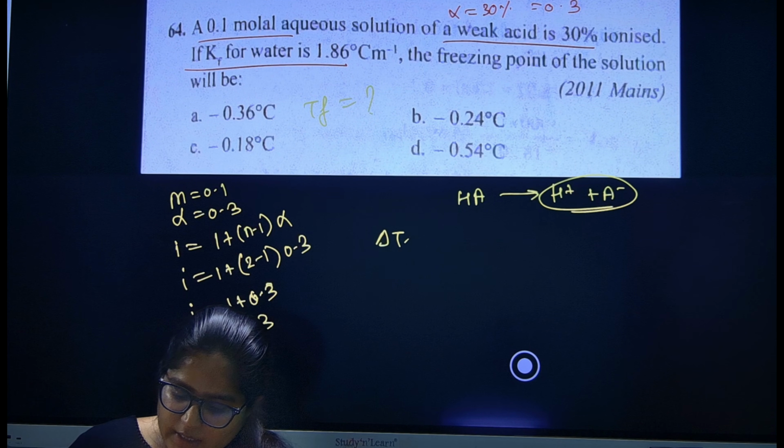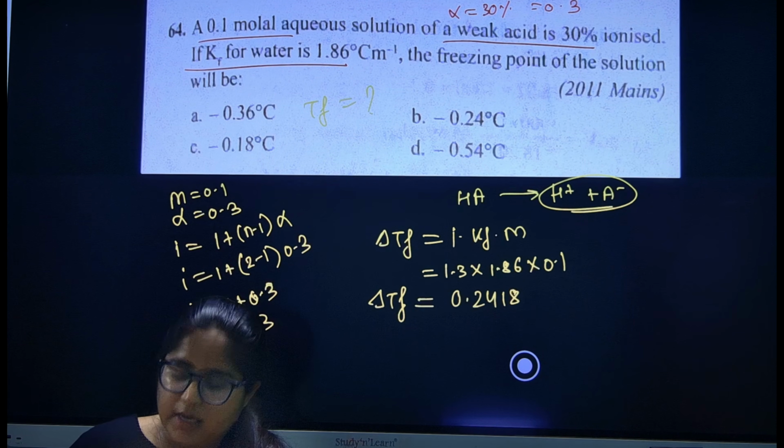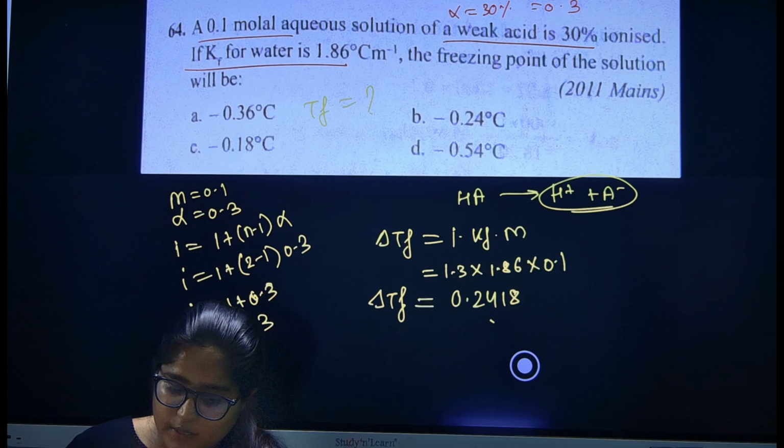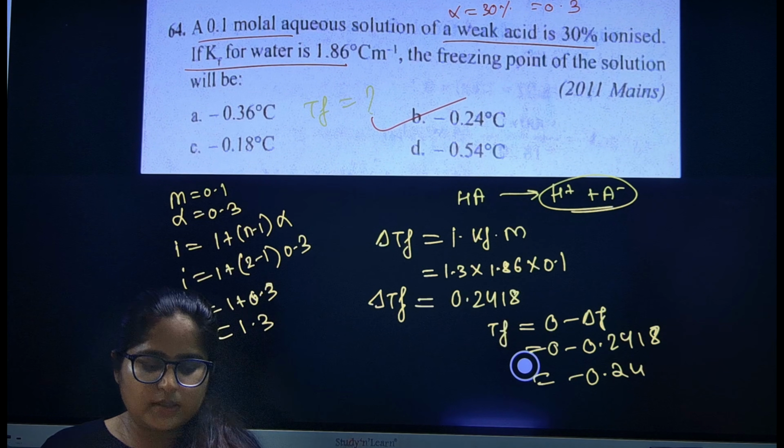Now let us find delta Tf. Delta Tf equals i into Kf into m. 1.3 into Kf 1.86 into 0.1 molality. Simple question. So we will get 0.2418, but they are not asking delta Tf, they are asking Tf, the freezing point of the solution. So Tf will be equal to 0 minus delta Tf, so 0 minus 0.2418, so minus 0.24. Option number B is the right answer.